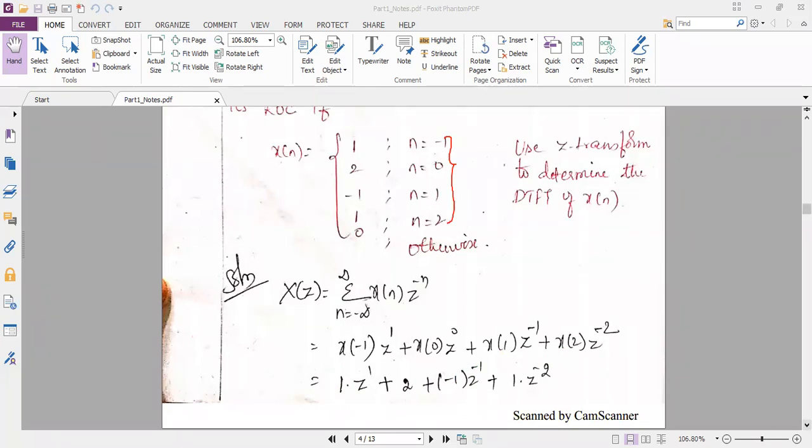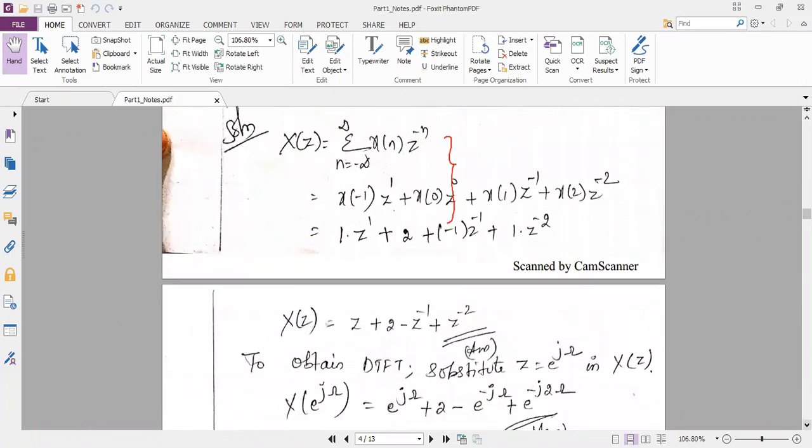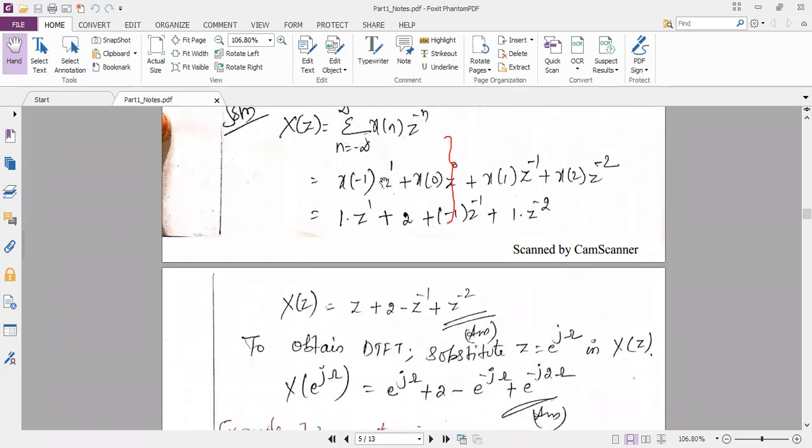X of z is equal to z plus 2 minus z inverse plus z power minus 2. This is your answer. See, it's better you arrange it in the proper order. So the constant term can be put first and followed by the z terms. So 2 plus z, then z power minus 1 plus z power minus 2. So when you write your answer, all z terms you write together and keep this number separately.